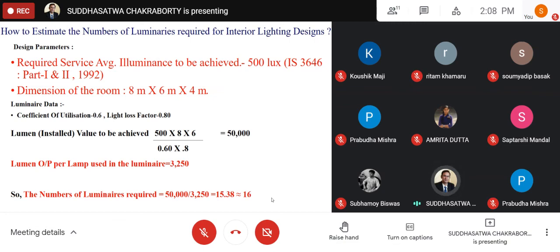But there are some things which cannot be recovered. So that is what we can call non-recoverable types, like your lamp's own depreciation. The light will get depreciated. So that is a natural depreciation that cannot be recovered. That sort of depreciation we call non-recoverable type.